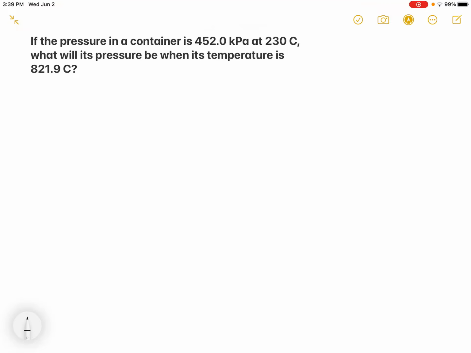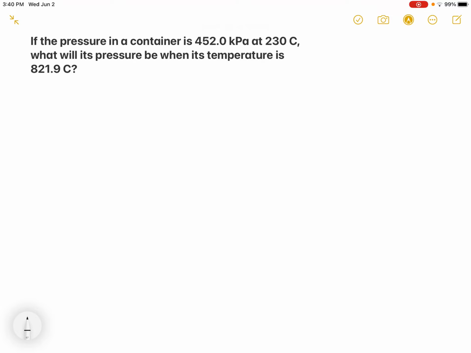In this example, we'll be looking at how you can apply Gay-Lussac's law to solve gas law problems. So Gay-Lussac's law is the law that relates pressure and temperature, and it tells us that with gases, pressure and temperature are directly proportional. So if one increases, then the other has to increase.